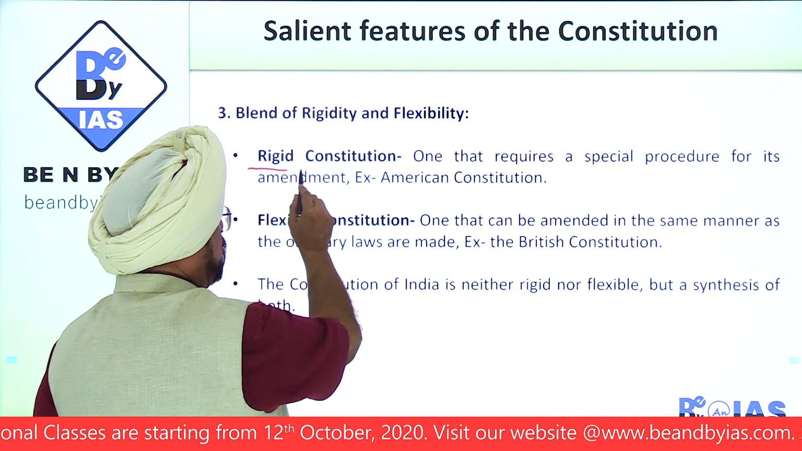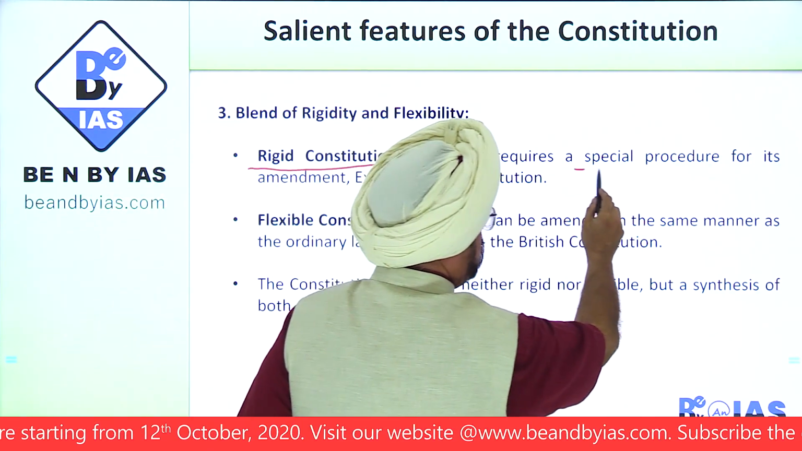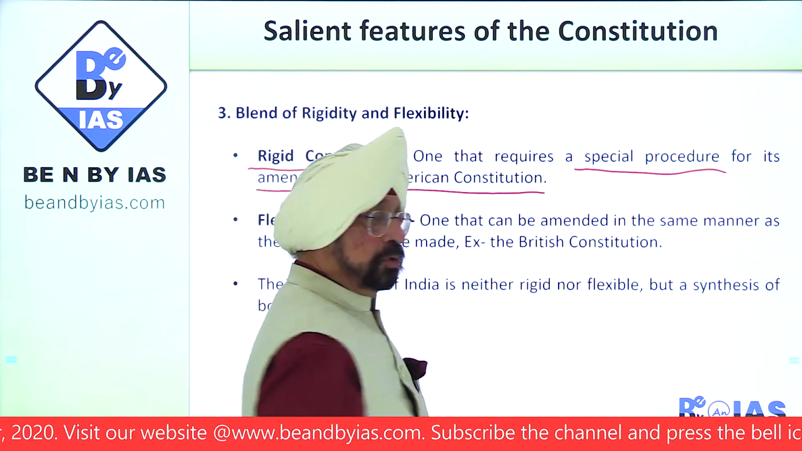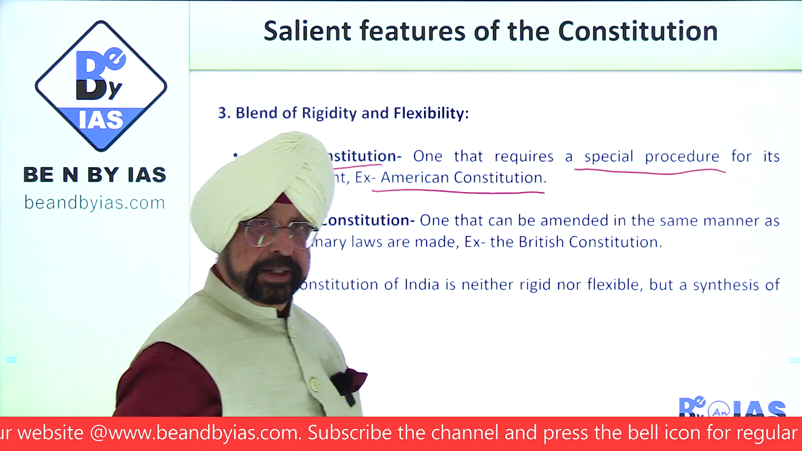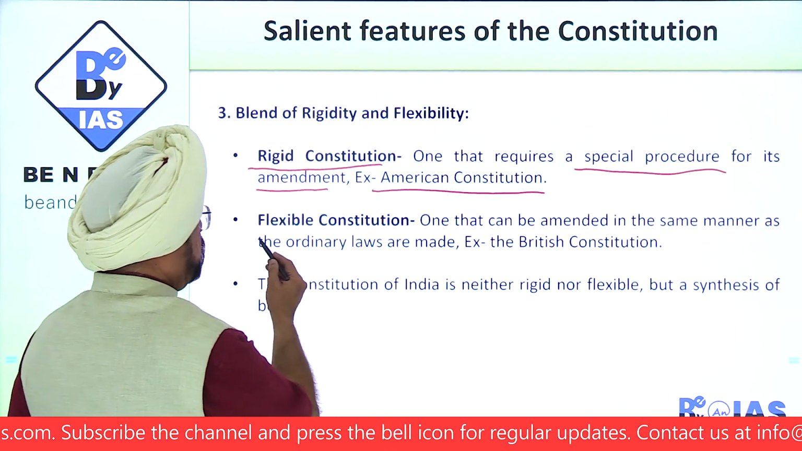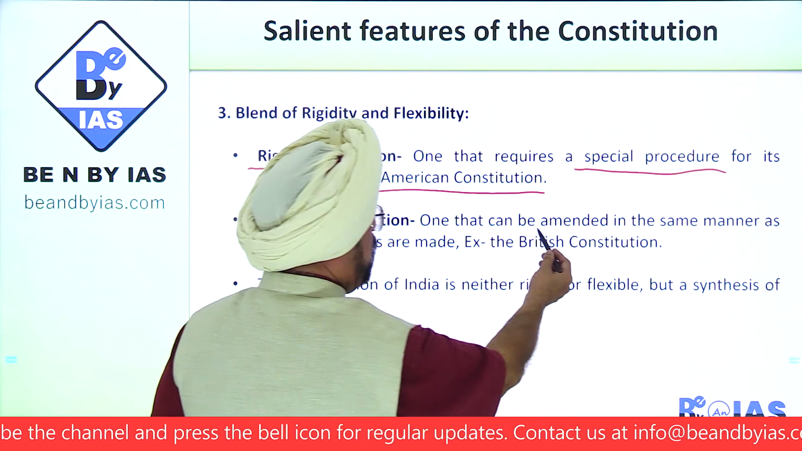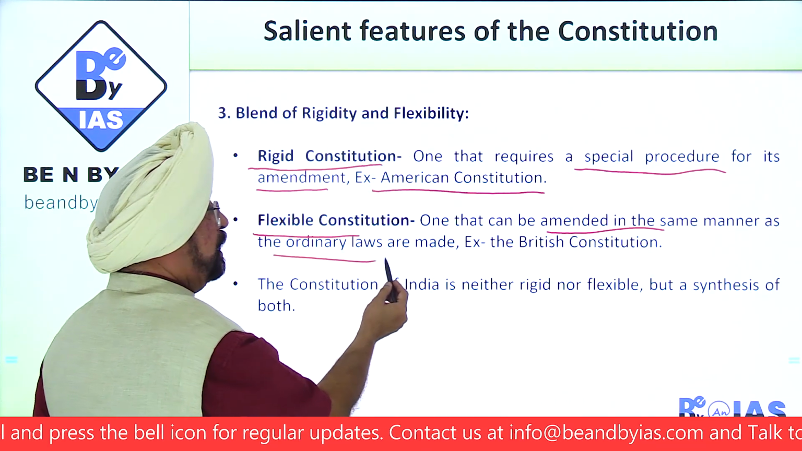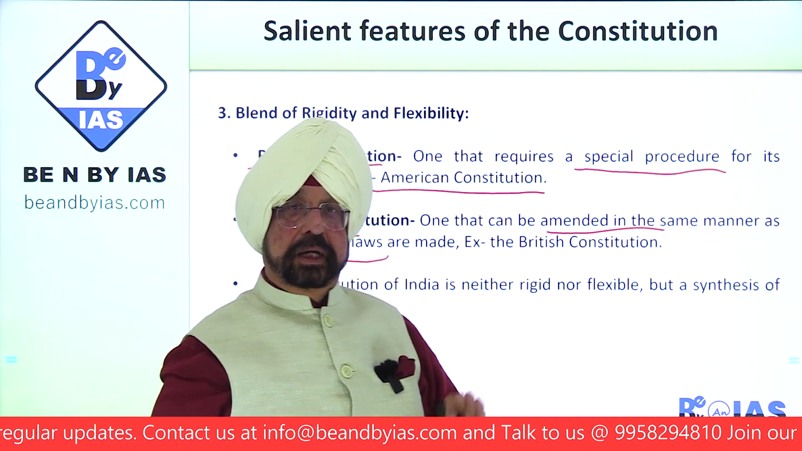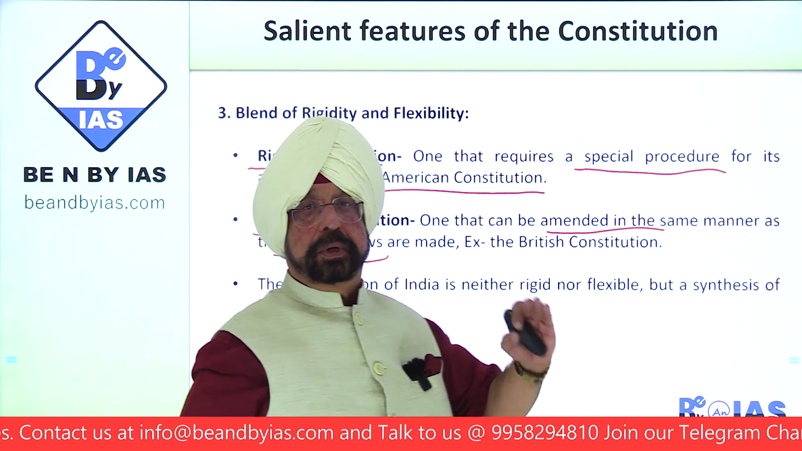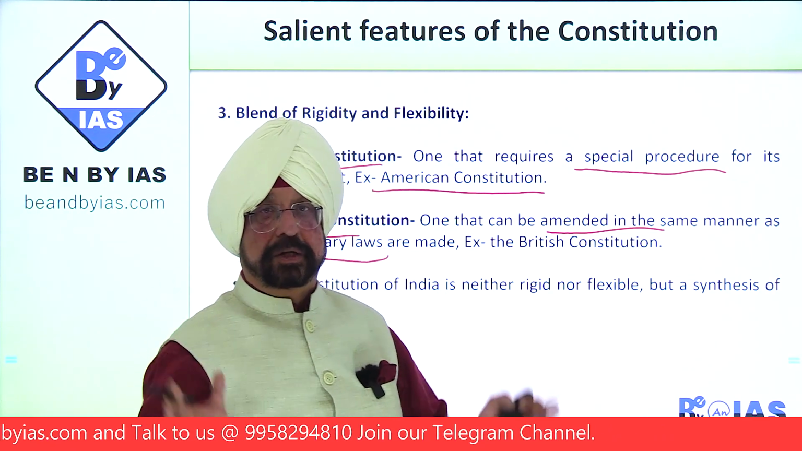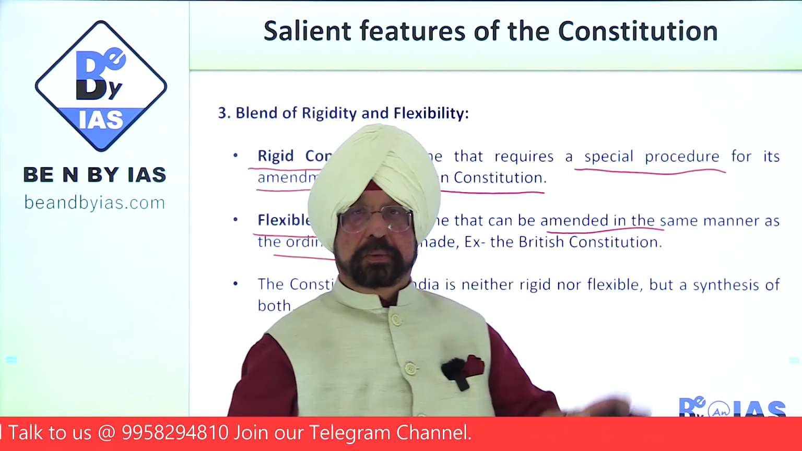Let us see. A rigid constitution is one that requires a special procedure for its amendment, like the American Constitution. It's very difficult to amend it. And the flexible constitution is one that can be amended in the same manner as any ordinary law. Mind you, the difference between a constitution and an ordinary law is that the constitution is the supreme law of the land. It is the fundamental law of the land. It's the highest law. No law is above the constitution.